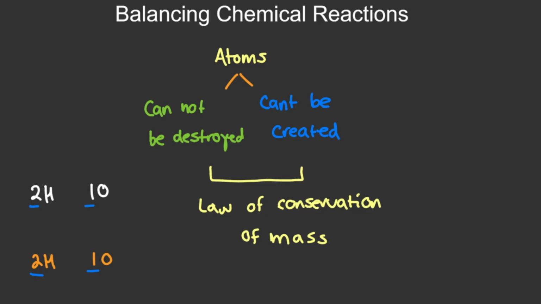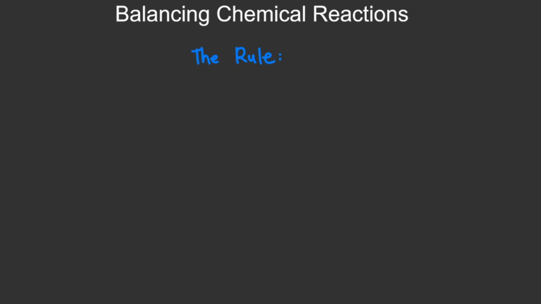Okay? So balancing a chemical equation means making sure the number of atoms of each element is equal on both sides of the reaction. Okay, so here's the biggest rule: we can change the coefficients, but we cannot change the subscripts.